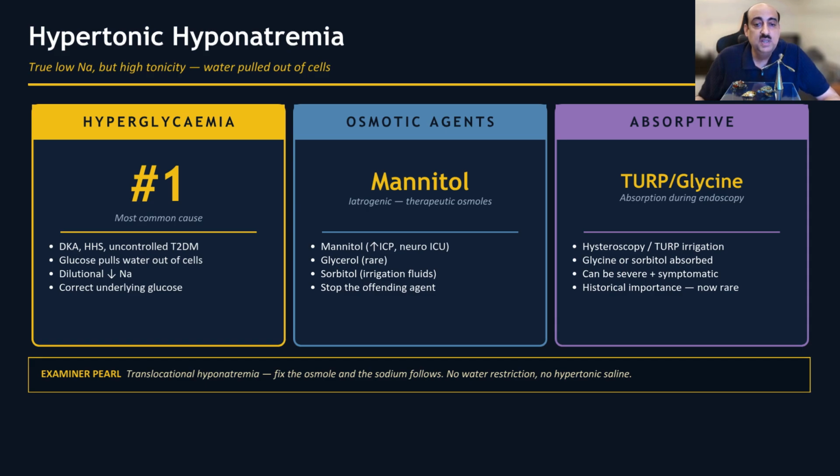Other causes are mannitol, which is used in neuro-ICUs to reduce intracranial pressure, glycerol, sorbitol, and sometimes glycine, which is used in TURP irrigation in urology wards. And that is also absorbed and leads to severe hyponatremia.